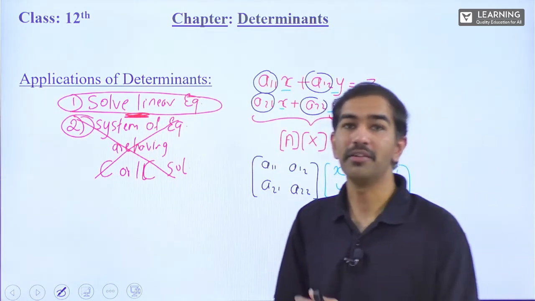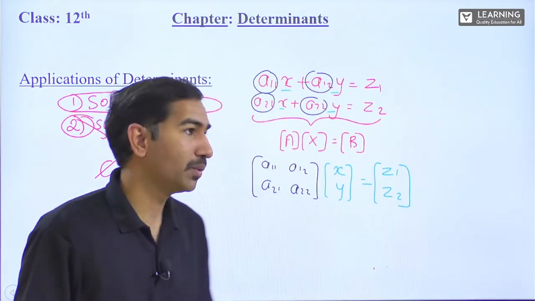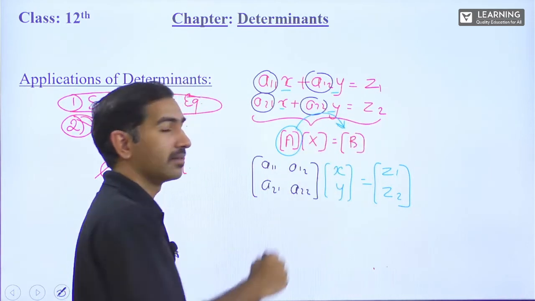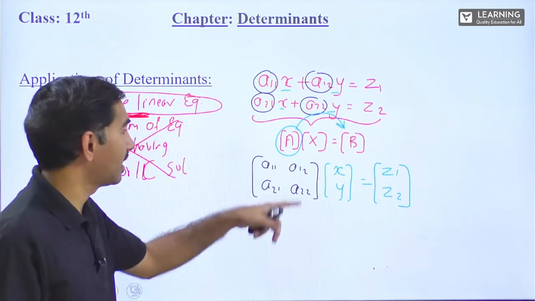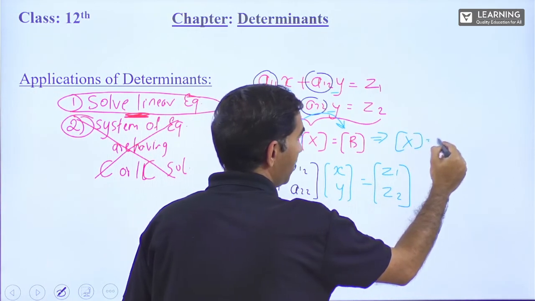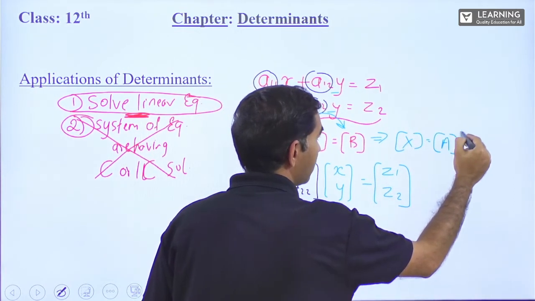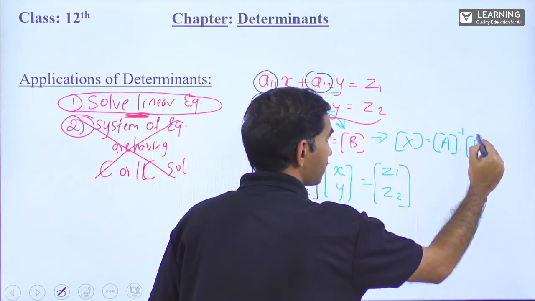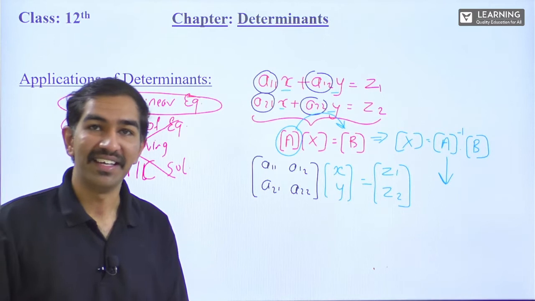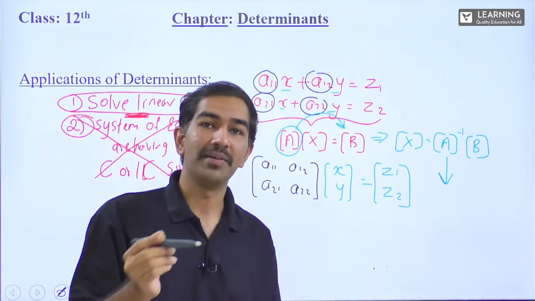Now to find out what the values of X and Y are, we will send this A to the right hand side. What happens to the A when it goes to the right hand side? So matrix X will be equal to inverse of A into matrix B. Now what is inverse of A, students? What is A inverse given by? A inverse is given by adjoint of A divided by determinant of A.